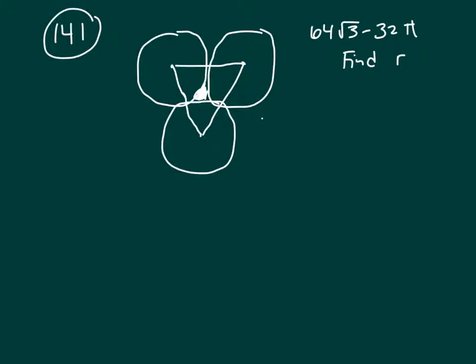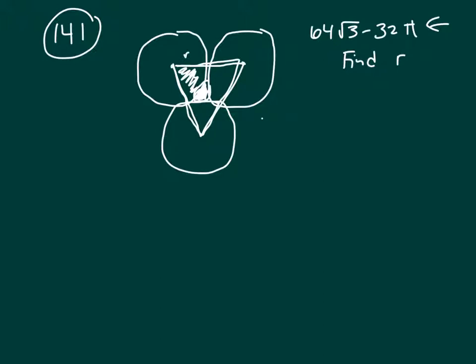So we're trying to find the radius. And we know the area of this central part is this. So what I'm thinking we're going to do is find the area of this triangle minus subtract off the area of these sectors. You got 3 of them. And what you're left with is this middle piece, which is 64 square root of 3 minus 32 pi.